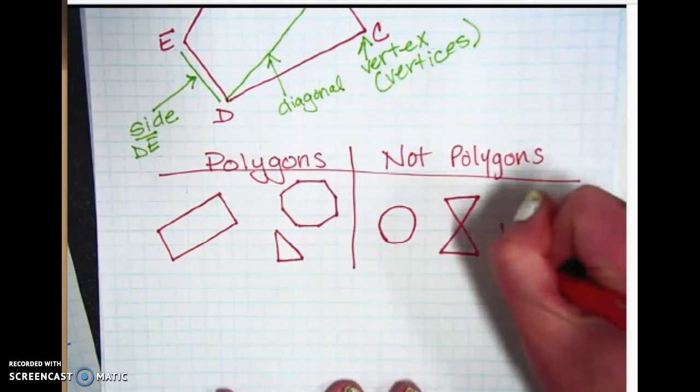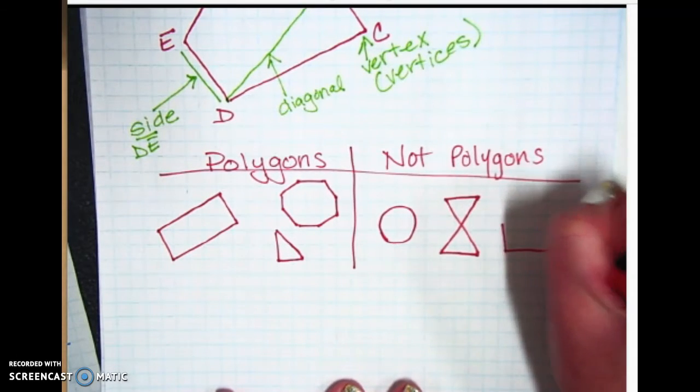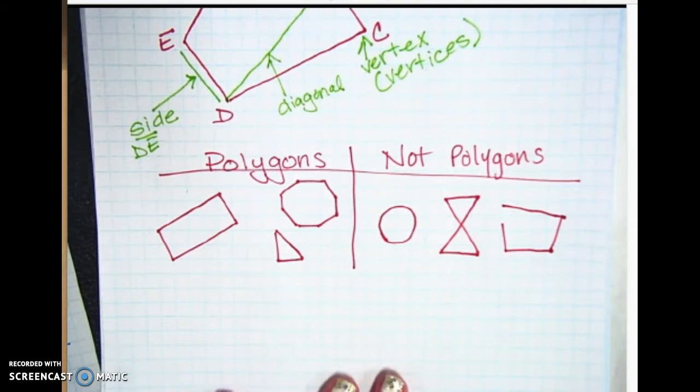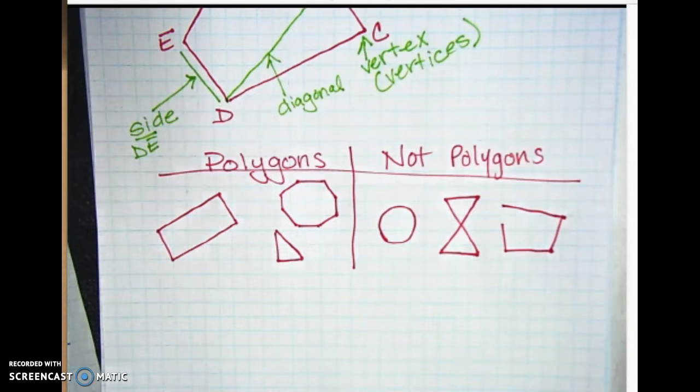And then something like this, not a polygon. Why not? It's open, has a gap, okay? All right.